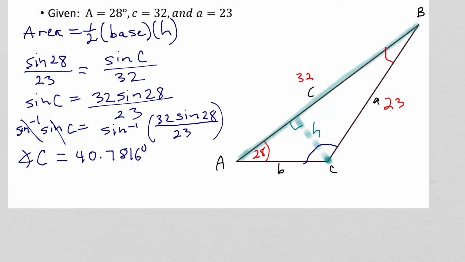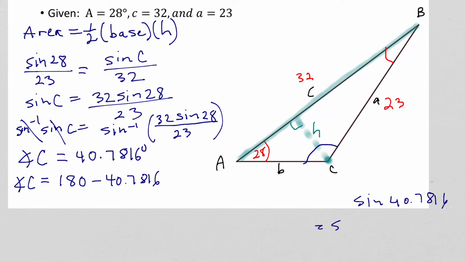So to do that, if you'll recall, I'm going to say the real angle C is equal to the supplement, which is 180 minus 40.7816. Because if you wanted to check what I'm talking about here, the sine of 40.7816 is equal to the sine of 180 minus 40.7816. This is your Q2 angle, this is your Q1 angle. So we went into that in the law of sines instruction.